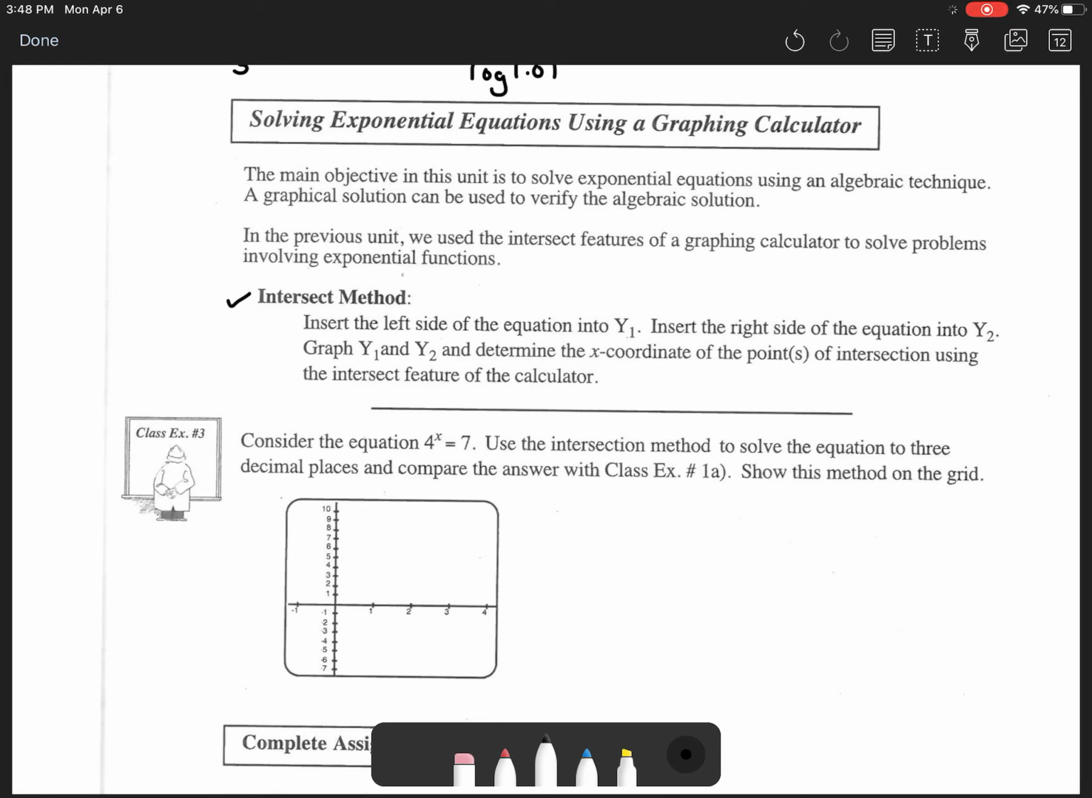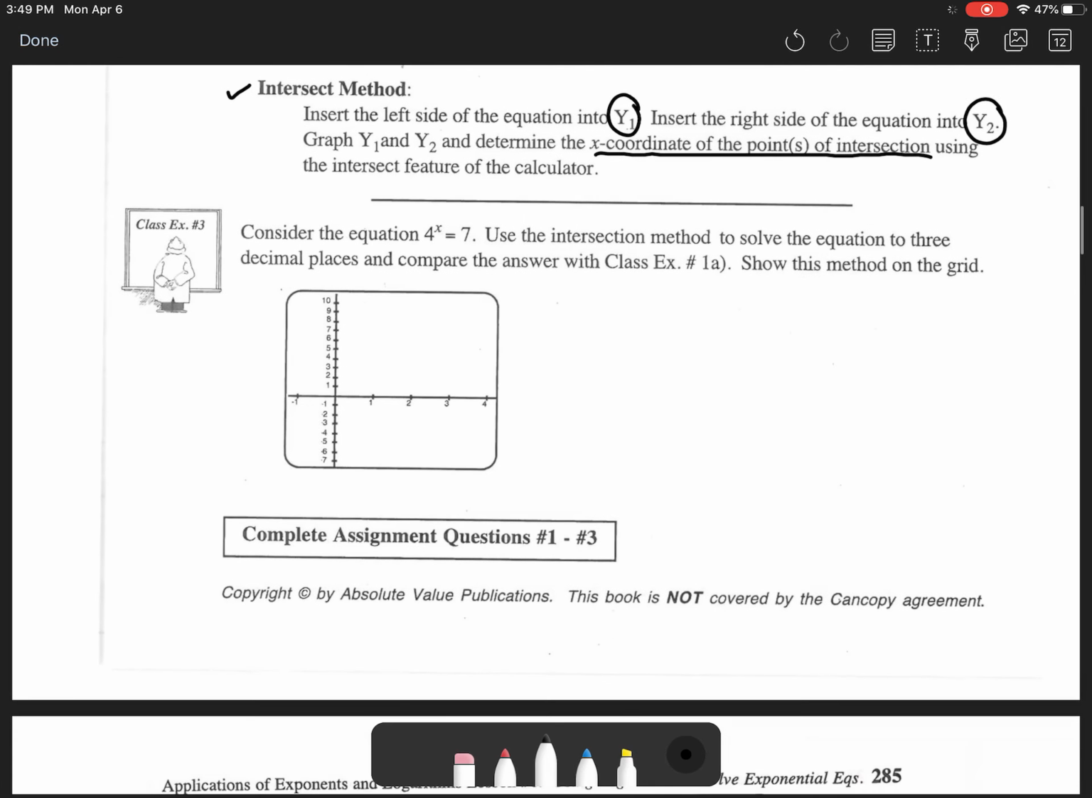So it says the main objective in this unit is to solve exponential equations using an algebraic technique. Often, a graphical solution can be used to verify the algebraic solution. In the previous unit, we met the intersect features to solve problems using exponential functions. And when we use the intersect method, basically we graph one side of the equation as y1, the other side of the equation is y2, and then basically we want the x-coordinate of the point of intersection, okay? And that's the key to these questions.